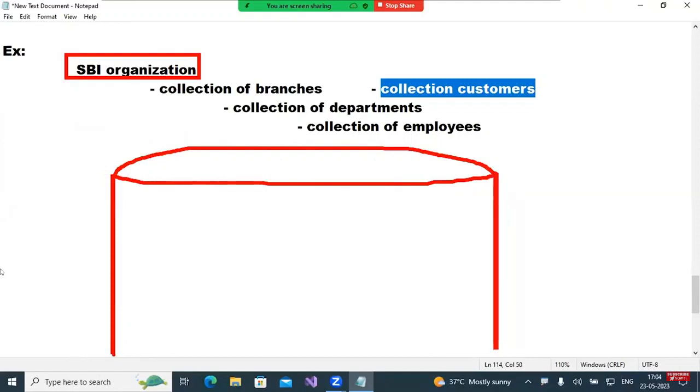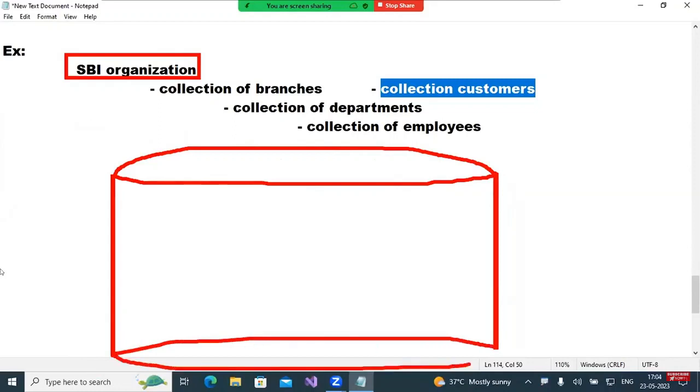Okay, fine. Okay. What is my database name here? DB underscore SBI underscore, what is this? The organization name I was given. This is one application I created.